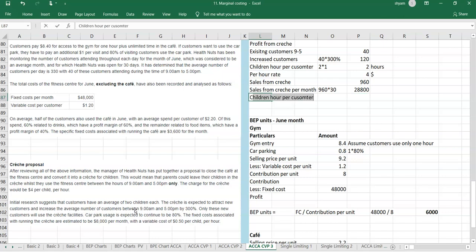There is also an additional income here. The additional income is car park. So these additional customers will use the car park. How many of them are there? 120 customers are there per day, and there will be 30 days, and 80% of them will use the car park, and the car park amount is $1. I think that is what we saw here. So this will give us the car park income.